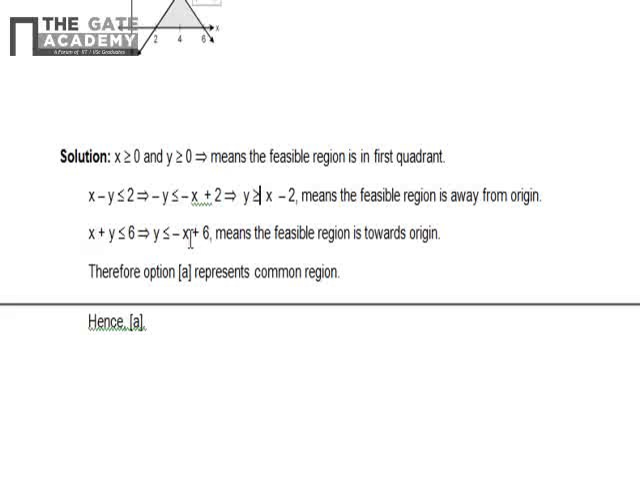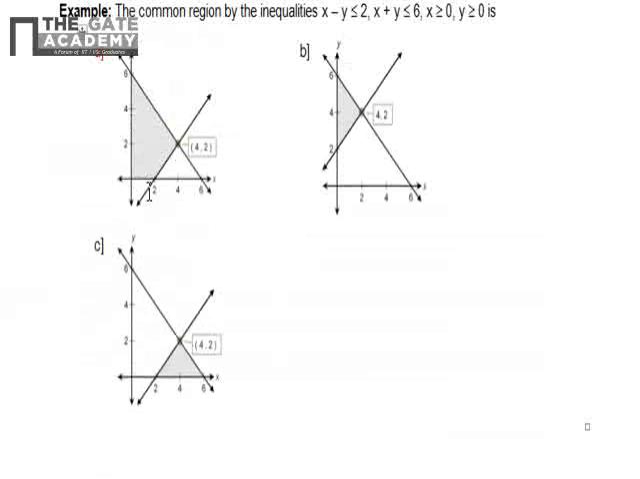So this is the line of x minus y less than or equal to 2, that means away from the origin, and this line is x plus y less than or equal to 6, that means towards the origin. That means the common region will be this. Here we cannot have a common region because the lines themselves are wrong. Here the lines are right, but for x minus y less than or equal to 2, it is given towards the origin, which is not right. So option A will be the right option.